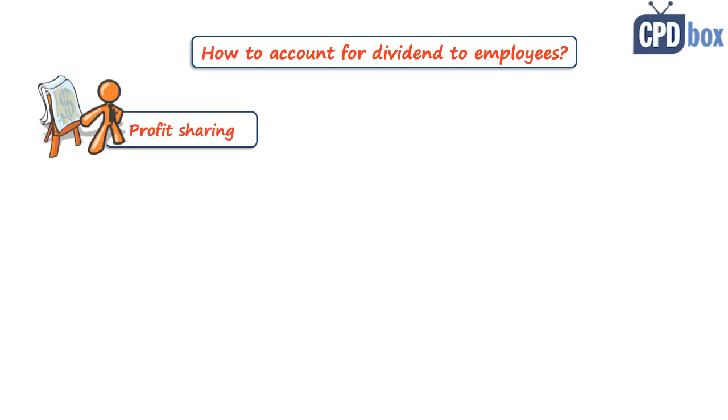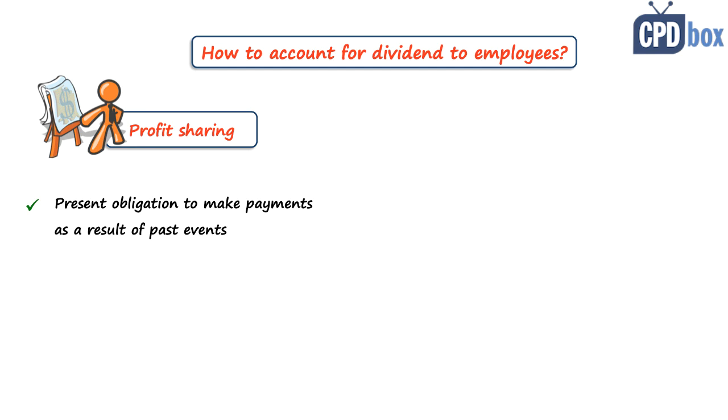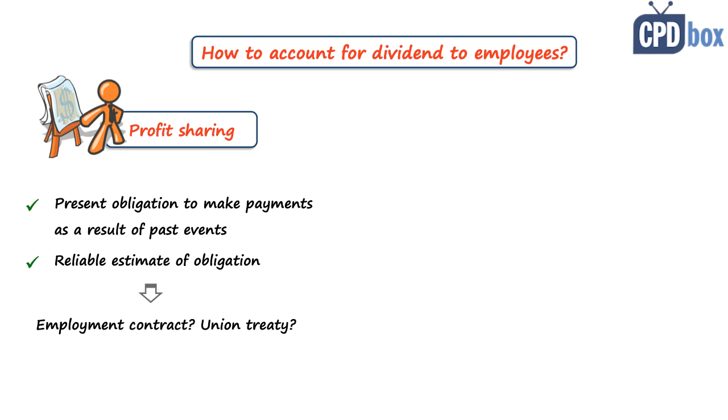So what does the standard IAS 19 say about the profit sharing? You should recognize the expected cost of profit sharing only when two conditions are met. Number one, there is a present legal or constructive obligation to make such payments as a result of past events. And number two, a reliable estimate of the obligation can be made. So if you promised in the employment contract to pay out the so-called dividend to employees, or there's some trade union treaty, or even employees expect that because that's your long-term practice, then there's a present obligation. And the estimate can be made almost always in this case.